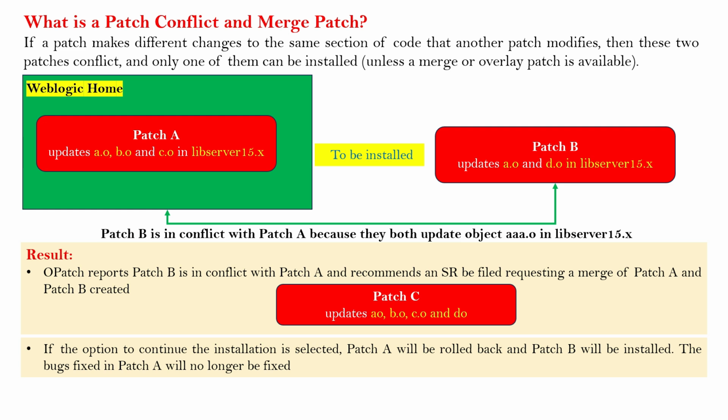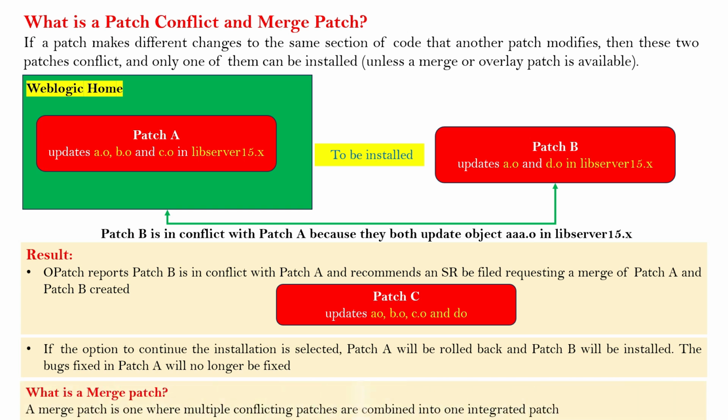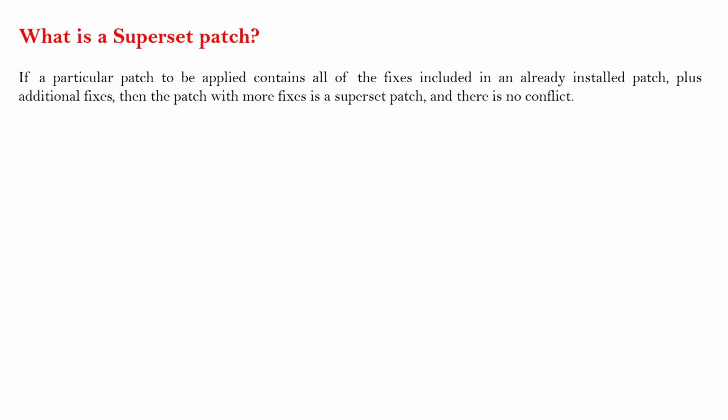So this is the main part of patch conflicts and the merge patch. Okay, so a merge patch is one where multiple conflicting patches are combined into one integrated patch, which is patch C in our example. Right.